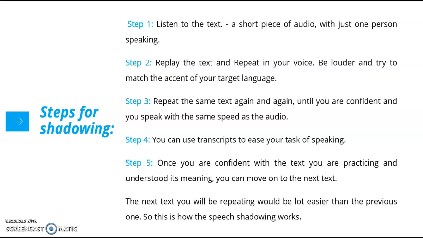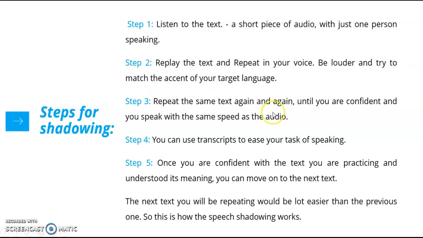Then you have to replay the text, repeat it in your voice, and you try to use a louder voice than the normal one, and try to match the accent of your target language. So it means that you need to copy the accent of the person that is speaking. Then you have to repeat the text again and again until you are confident. Remember, you have to sound exactly the way the person is speaking. So repeat it and practice it again and again.